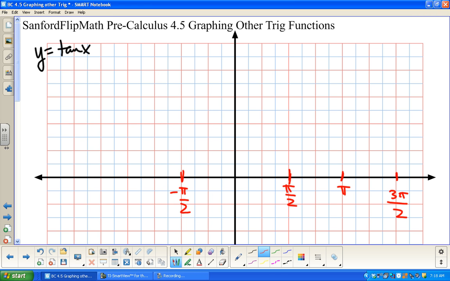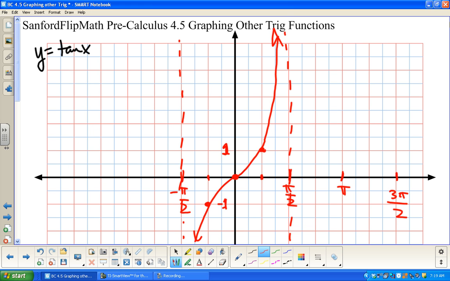Okay? Tangent of 0 is 0. Tangent of 45, also known as pi over 4, is 1. So I'm going to call this 1. Call this negative 1. And tangent of 90 is undefined. Tangent of negative 90 is also undefined. Tangent of negative pi over 4 is negative 1. Excuse me. And this is one cycle of tangent.